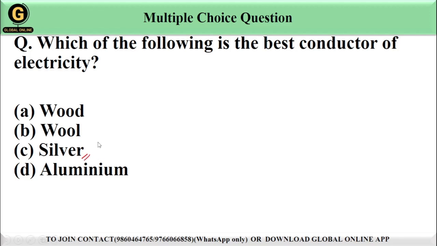It allows the free flow of electrical current due to its low resistance, while aluminium is also a good conductor and often used in electric wiring. Silver has the highest conductivity. Wood and wool are insulators and do not conduct electricity. So the correct answer for this question is option C, silver.